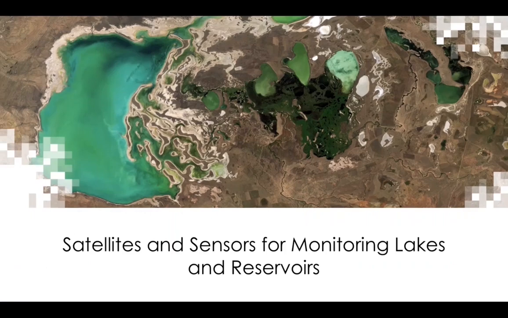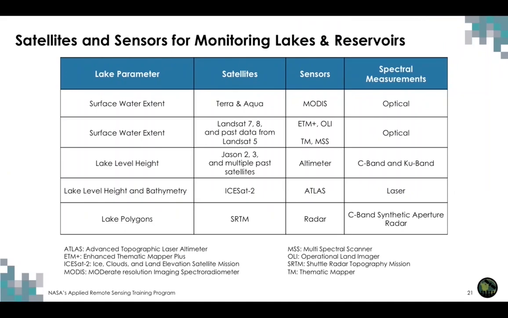So this brings us to the main part of our webinar: satellites and sensors for monitoring lakes and reservoirs. Here is a summary of all the satellites and sensors which help in monitoring or measuring these various lake parameters. The last column also shows what kind of measurements are taken by each sensor. So let's start with surface water extent. You can see that there are multiple satellites that provide this information. Current satellites include Terra and Aqua and Landsat 7 and 8. There is also past data from the Landsat series, so Landsat 5 is there too.